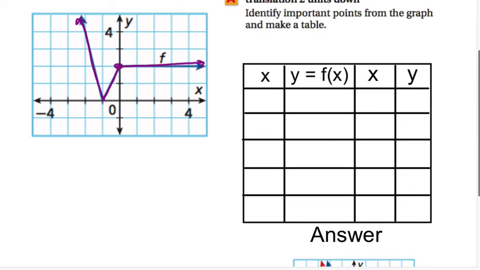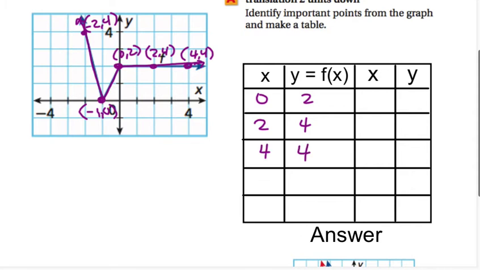So let's pick this nice one here, over 0, up 2, over 2, up 4, over 4, up 4. Pick this one, negative 1, 0, and negative 2, 4. So I'm kind of picking a variety of points just to get that shape. So again, 0, 2, 2, 4, 4, 4, negative 1, 0, negative 2, 4.